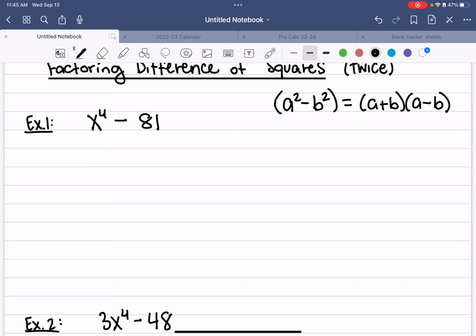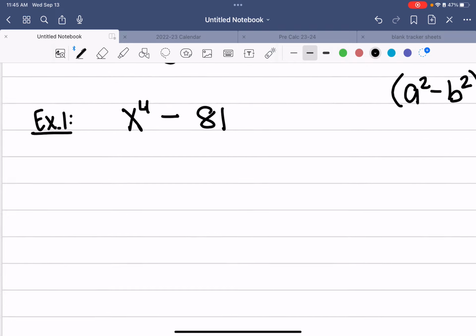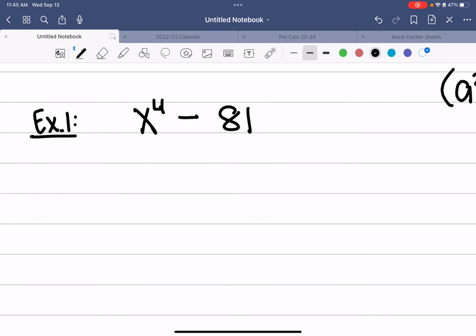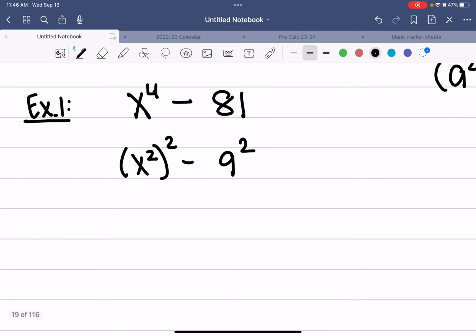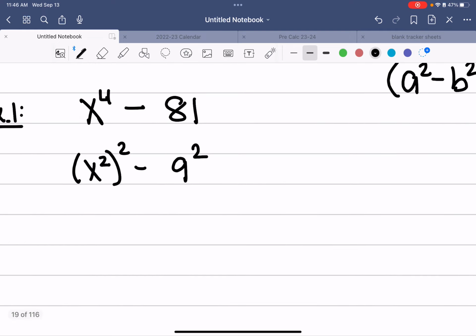So our goal is to get everything as a squared term. So what we're going to do is rewrite these two terms here as squared numbers. So instead of writing x to the fourth, that is the same thing as x squared times x squared, or x squared whole thing squared. So x squared whole thing squared, and then we could rewrite 81 as 9 squared. Now this looks more similar to a squared minus b squared.